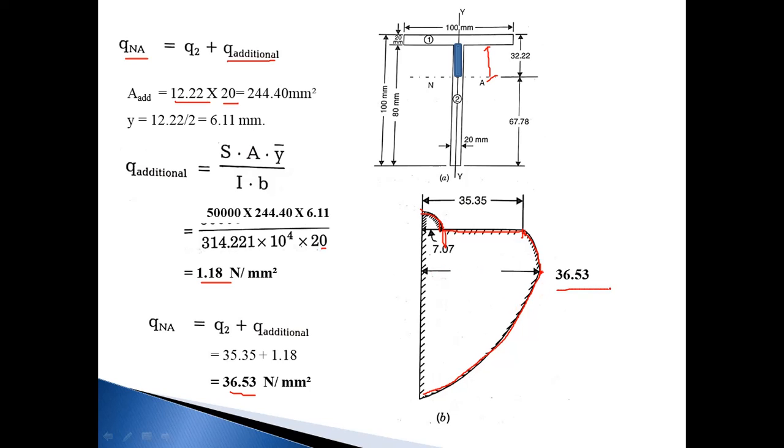At the neutral axis we got maximum stress, at the top and bottom it will be 0, and at the junction we got two values, that is Q1 and Q2. So this is the solution for shear stress distribution for T section.